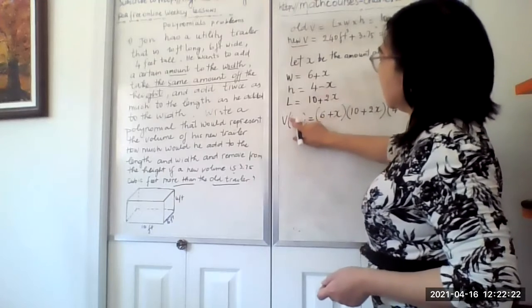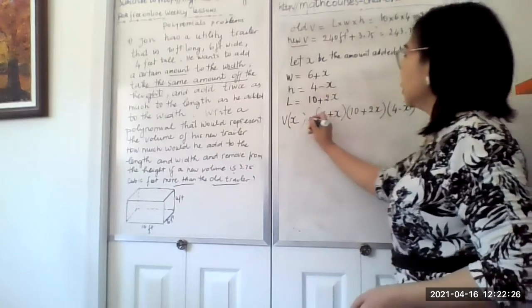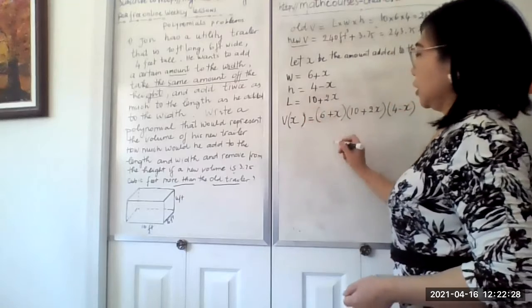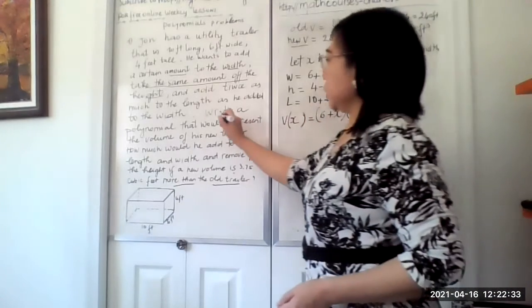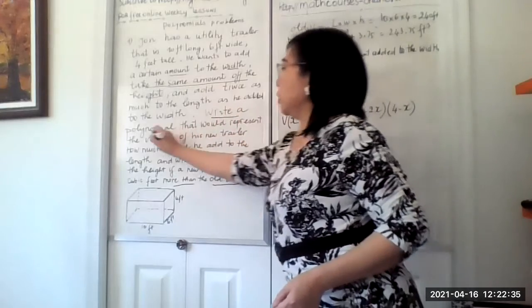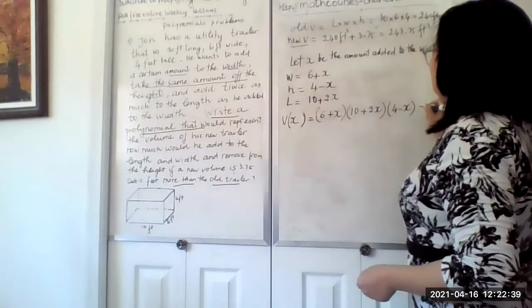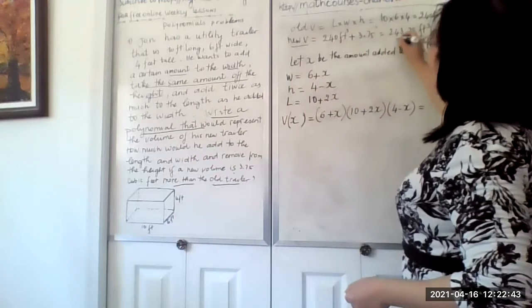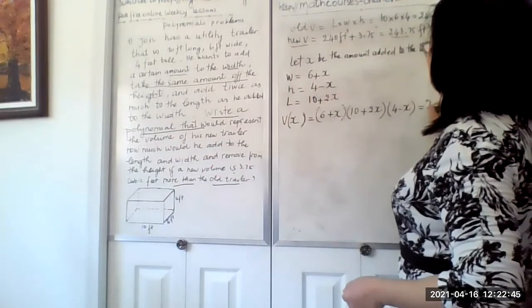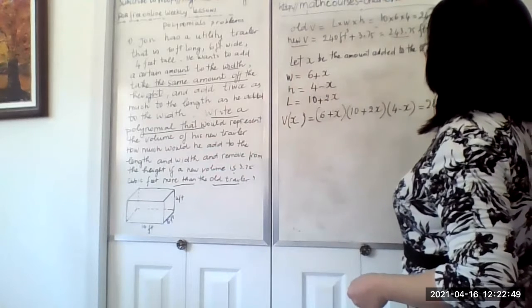And we can say this is volume of X. So that's the function. This is the volume function, the same as a polynomial function. So the question says write a polynomial function. And this is what you write: it will be equal to the new volume. The new volume is 243.75.